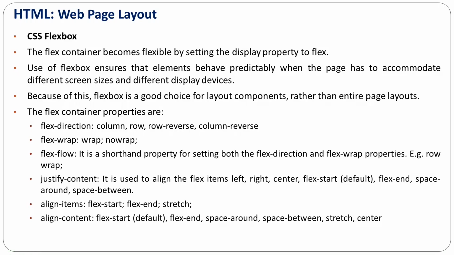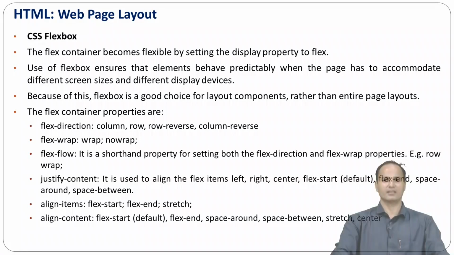In the same way, justify content is another property. It is used to align the flex items: left, right, center, flex start, flex end, space around, space between. Then align items is another property having the values flex start, flex end and stretch. Then align content is a property having the values flex start, which is the default one, flex end, space around, space between, stretch.